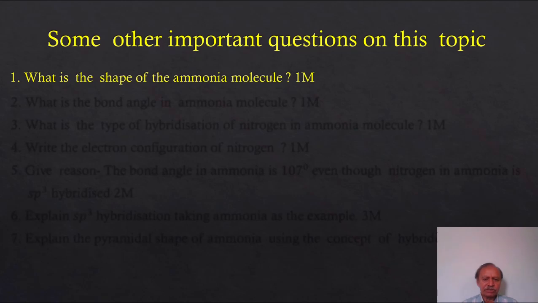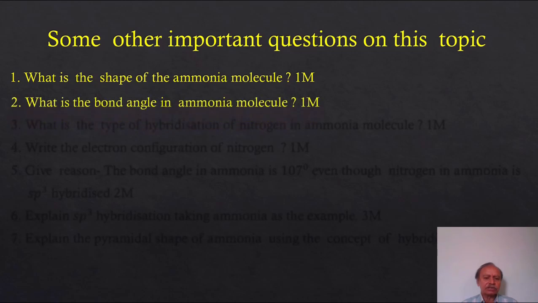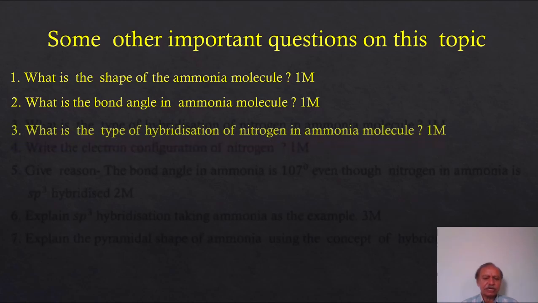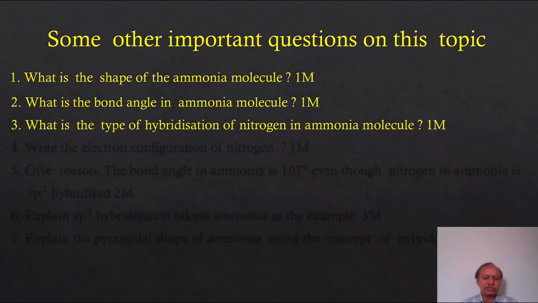Question number 1, what is the shape of the ammonia molecule? The shape of ammonia molecule is pyramidal. Then question number 2, what is the bond angle in ammonia molecule? These 2 questions are for 1 mark. So bond angle in ammonia molecule is 107 degrees. And next one, what is the type of hybridization of nitrogen in ammonia molecule? The type of hybridization of nitrogen in ammonia molecule is sp3.